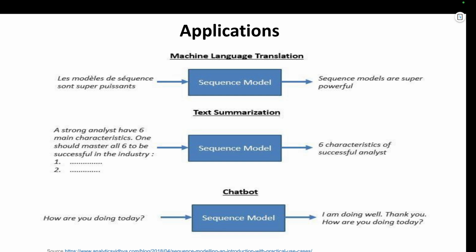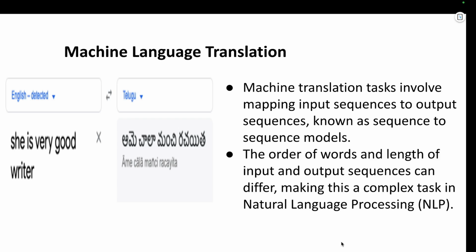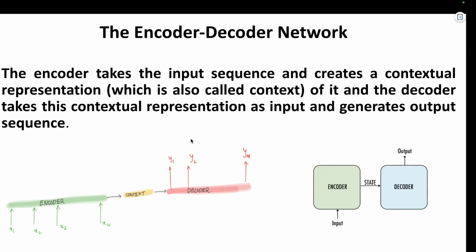The applications are machine language translation, text summarization, and chatbots. In machine translation, the input is given in one language and it is translated into another language. Means the input comes in one form and you display the output as a sequence. Then text summarization: I get a paragraph of 1000 words and summarize it into 500 words using a seq2seq model. There is one more application, the chatbot. We ask a question and get the reply in the form of a sequence. Here you can see the example. The input is given in English, and this language is translated into another language.